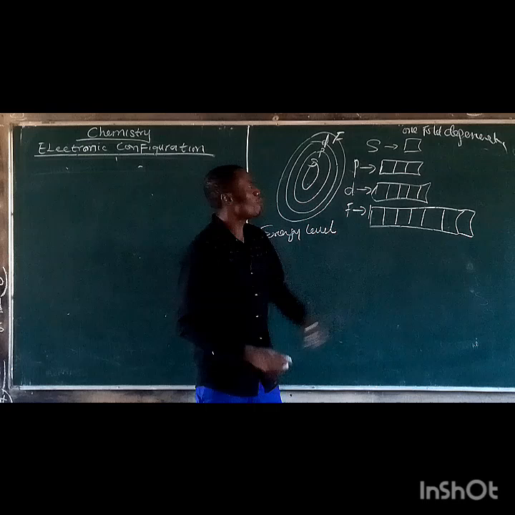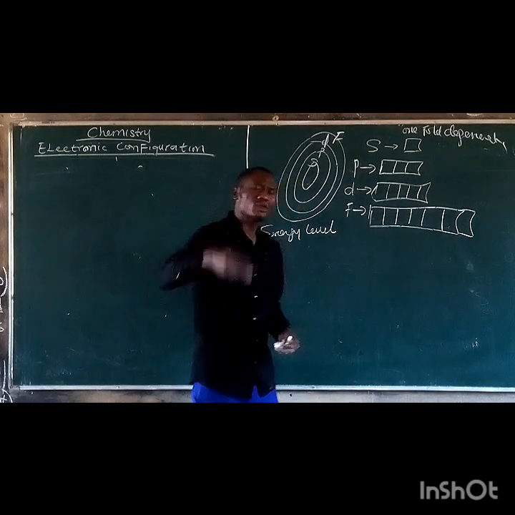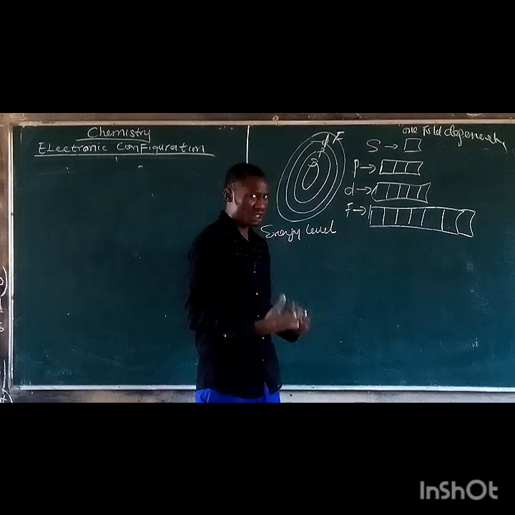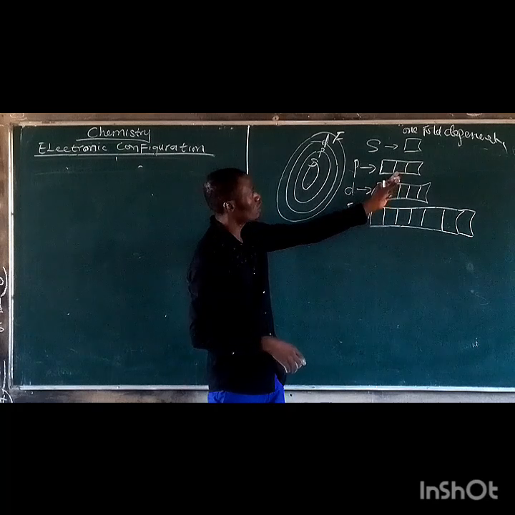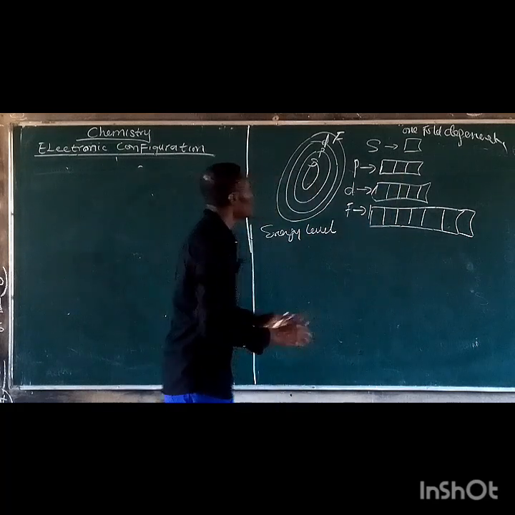Alright, now the s orbital can only contain 2 electrons. Hund's rule states that electrons fill the orbitals singly before pairing occurs. So just 2 electrons in s, this one should be 6, this one should be 10, this one should be 14. But let's look at what we have.